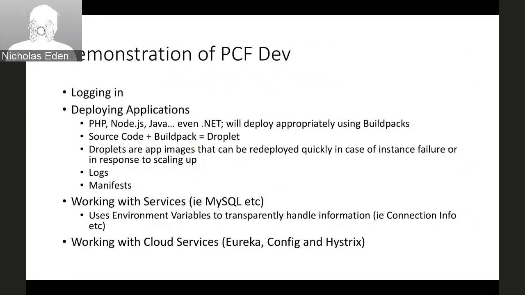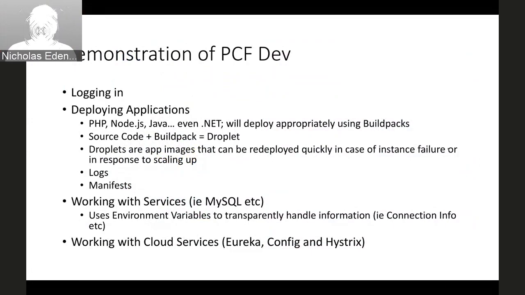And so what happens when you deploy an application to Cloud Foundry is your source code gets uploaded. Some checks are done to see what kind of framework it is. It takes the correct buildpack, and then it creates what's called a droplet. That's essentially the combination of those two things. The droplet being an image for your app that can be deployed quickly to recreate an instance, or to respond to scaling up, that kind of thing.